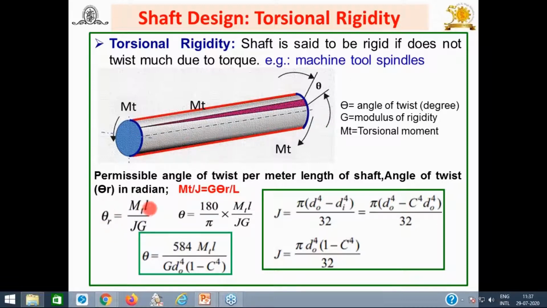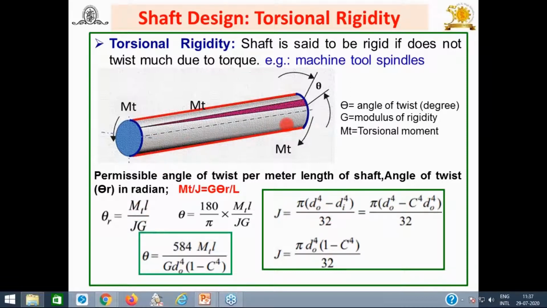Theta = MTL/JG, where J is the polar moment of inertia. But again, for a hollow shaft, what is J? J = π/32 (D⁴ − Di⁴). This is J, so you can substitute only the J here.